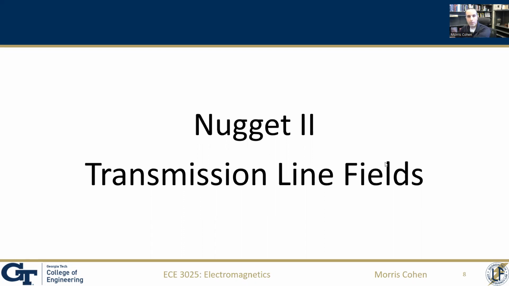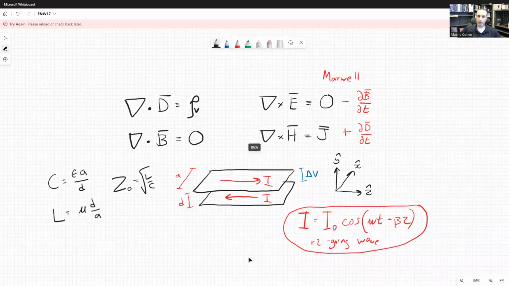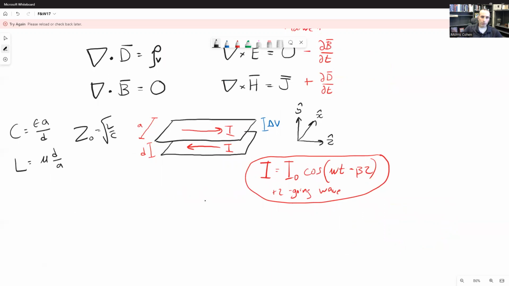And so let's go back to our diagram here. All right, we have a current defined as follows: I0 times cosine of omega t minus beta z. That's our definition of a positive z moving wave of current. And so let's do this in a few steps. We're going to work our way toward figuring out what the voltage is. So step one is you want to determine the magnetic field between the plates. Right? So let's calculate the magnetic field between the plates.